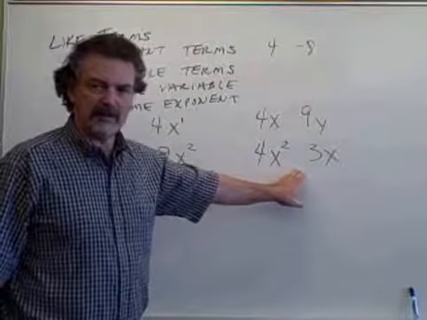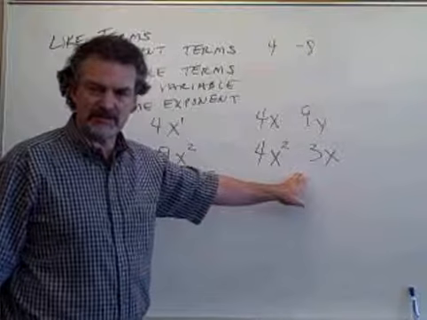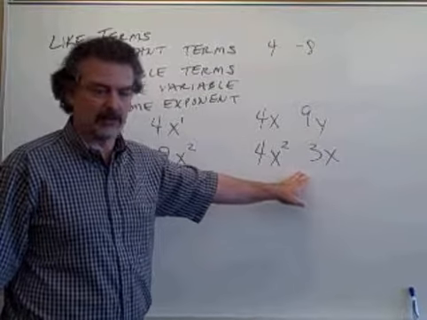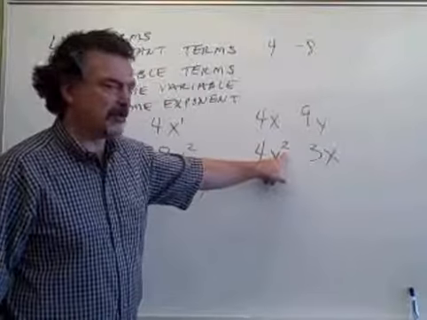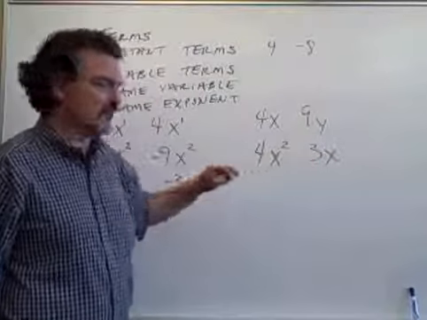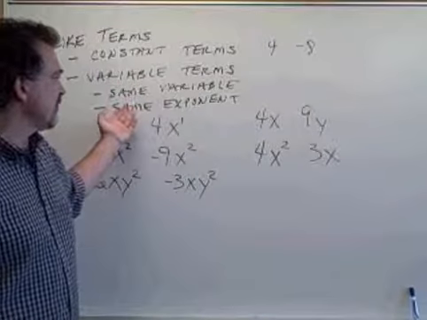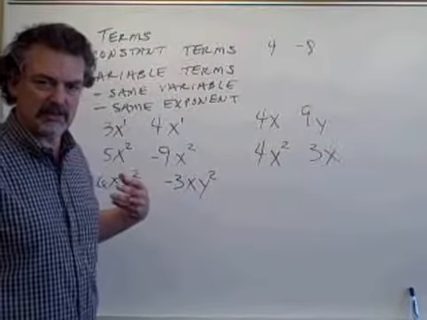Here's another example of a pair of terms that would not be considered like terms. They are unlike terms. They both have x, but x is to the second power here, x is only to the first power there. So yes, they have the same variable, but they don't have the same exponent.